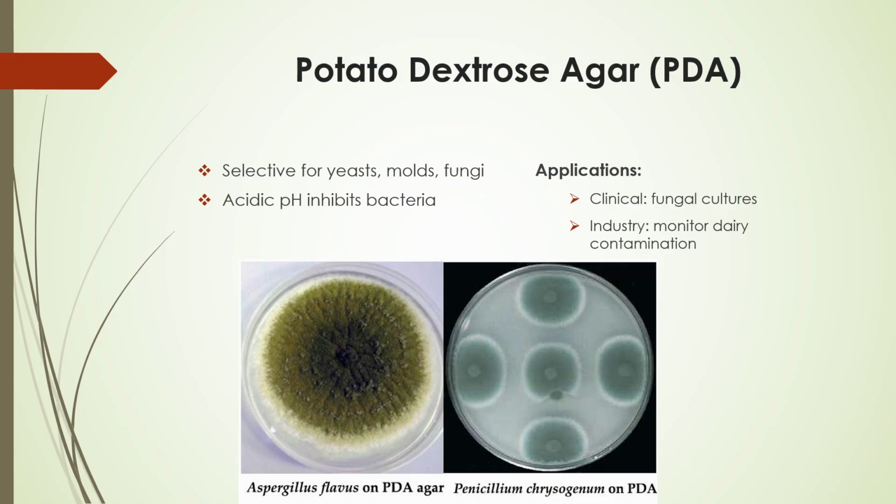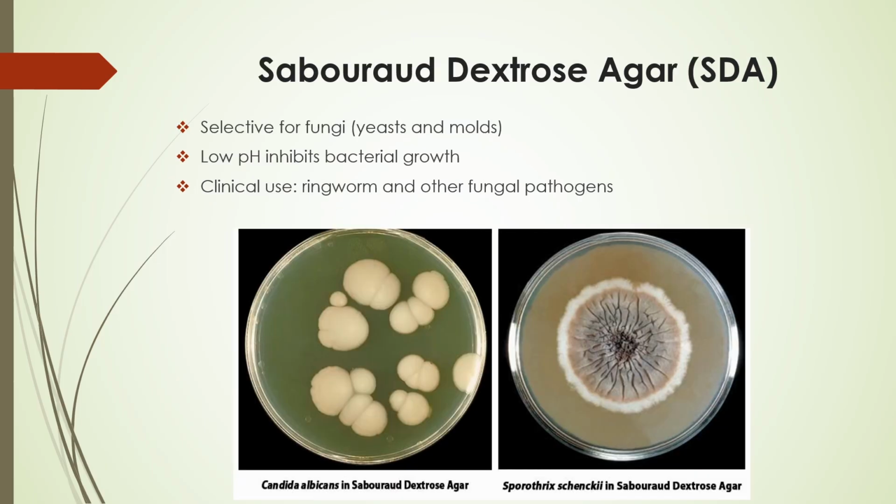PDA is selective because of its acidic pH, which prevents the majority of bacteria from growing while promoting the growth of fungi. Fungi have a competitive advantage on this medium because they can withstand acidic conditions better than bacteria. PDA is frequently used in environmental monitoring, food industry testing, and clinical diagnostics, especially to find fungal contamination in plant and dairy products. PDA allows microbiologists to isolate and analyze fungal species without being hampered by faster growing bacterial colonies by selectively encouraging fungal development.